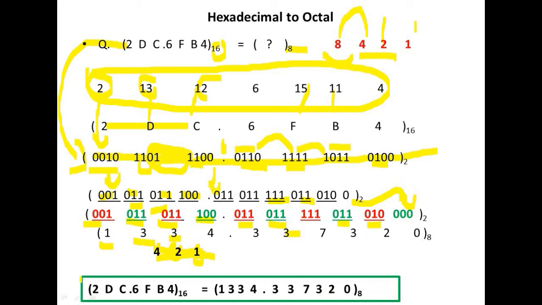So now we have got the final answer as 1334.337320. So it is very easy to convert hexadecimal to octal. Here we have just first converted the hexadecimal digits into the binary number, then grouped them in 3s and converted directly into the octal number.